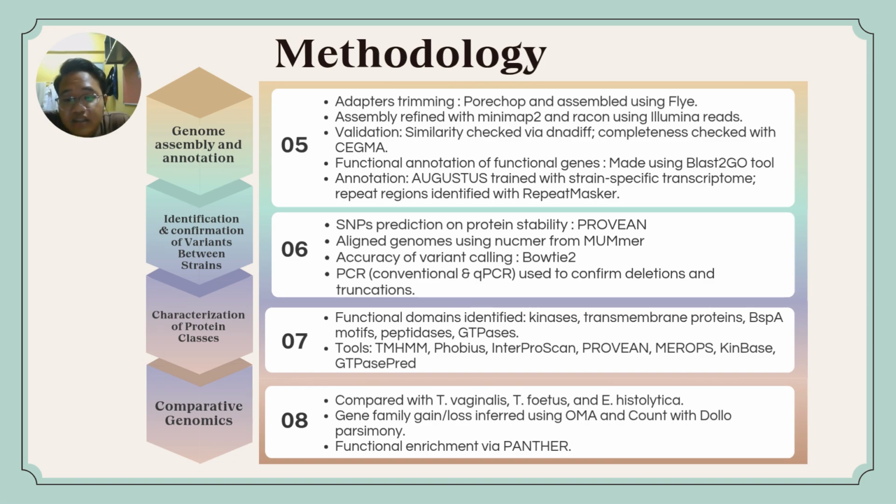And the last method is comparative genomics. The genome of Histomonas meleagridis was compared with T. vaginalis, T. foetus, and E. histolytica. Gene family gain or loss was inferred using OMA and Count with Dollo parsimony, and the functional enrichment was done via PANTHER. That is the methodology part.